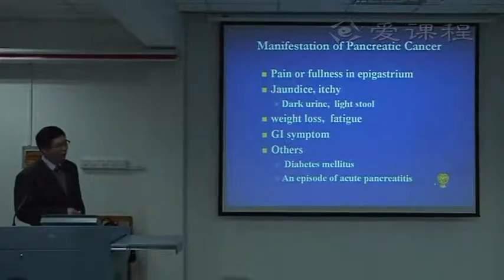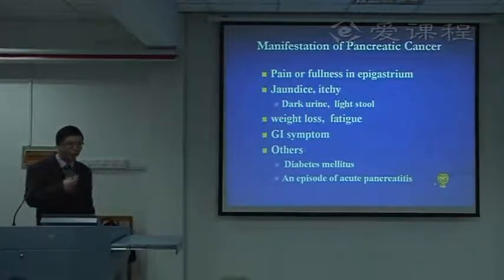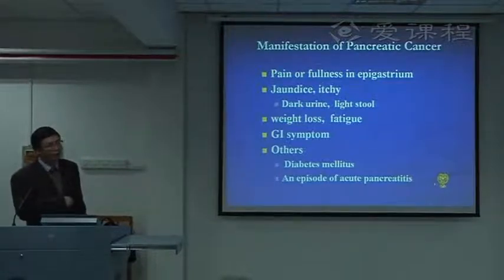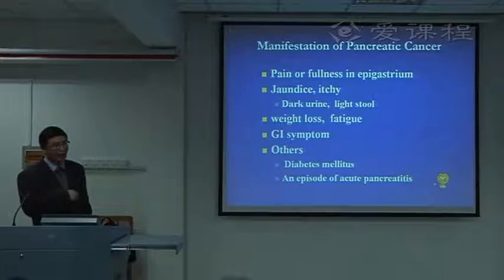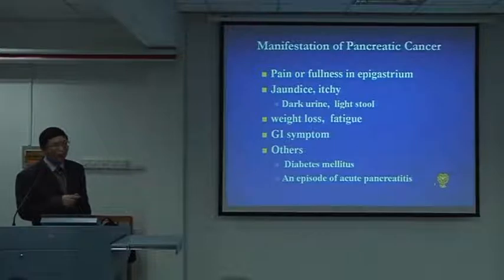So it is obstructive jaundice. And when the jaundice is very severe, we will also see dark urine and light stool. That means the bile cannot go into the intestine. So there is very little or no bile in the stool, and the stool is very pale. We also call it pale stool. It's just like white.